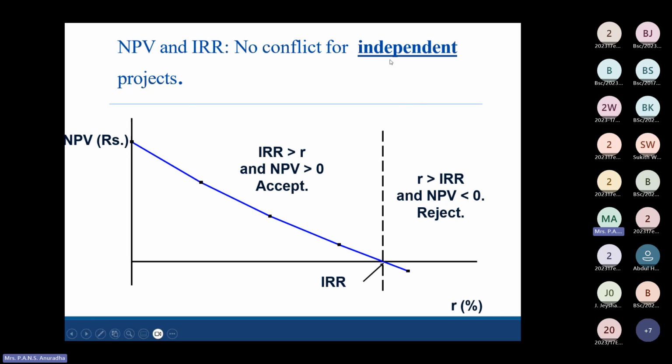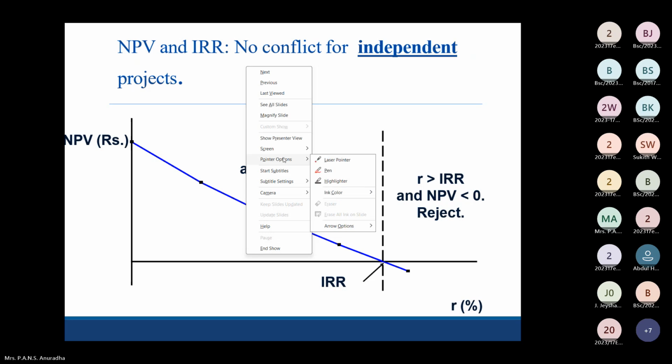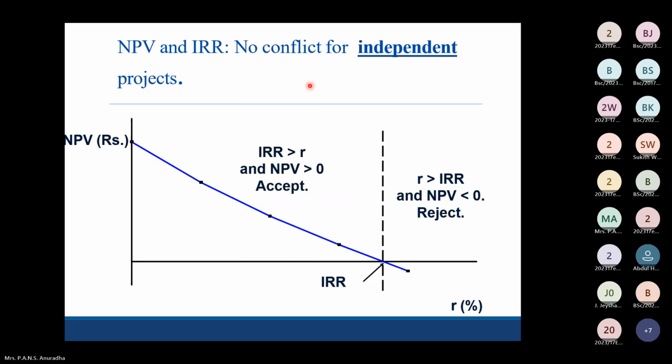Now if you look at this diagram, this is for independent projects. I think you remember what an independent project is. Independent means acceptance or rejection of one does not influence the other. So the projects are independent. We are evaluating these projects for different purposes. So these are projects we call independent. For independent projects, there is no conflict between IRR and NPV.